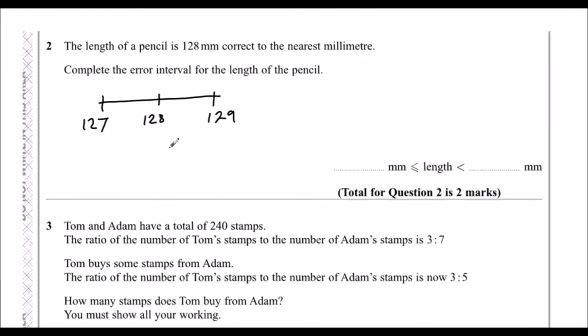So for it to be closest to 128, it must be in between the 2 midpoints. So halfway between 127 and 128 is 127.5, and halfway between 128 and 129 is 128.5. So the length must be between 127.5 and 128.5.